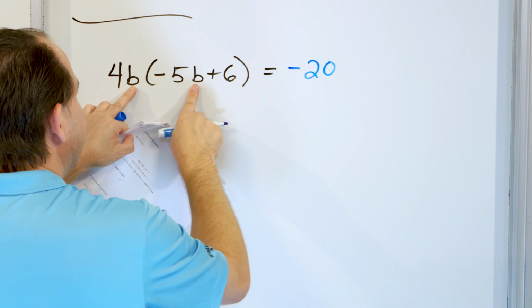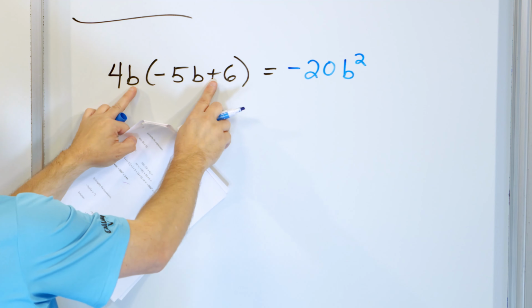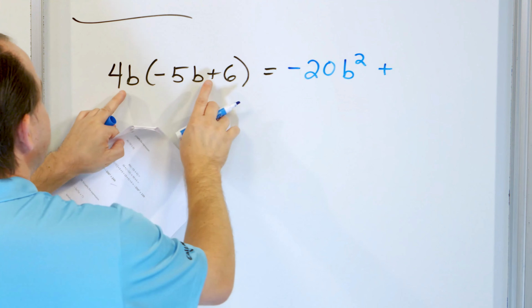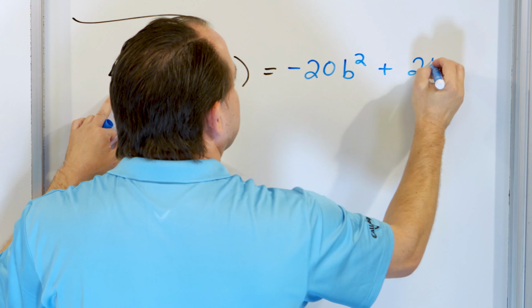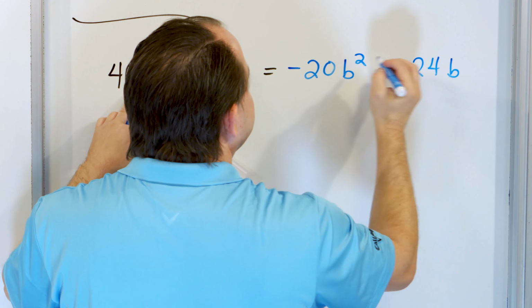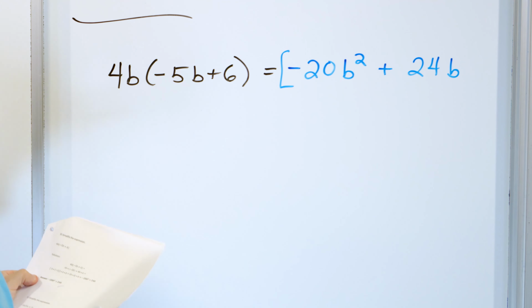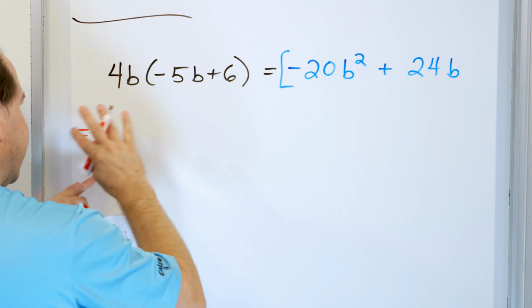Now we have b times b, we can combine those exponents and add them for b squared. Now there's a plus sign linking this, and then we have this times the 6. We multiply the numbers. 6 times 4 is 24, and this b can't be combined. There's no b here, so it doesn't get combined with anything, and so the answer is negative 20b squared plus 24b. Now this will be the last time we blow the answer out and expand it.